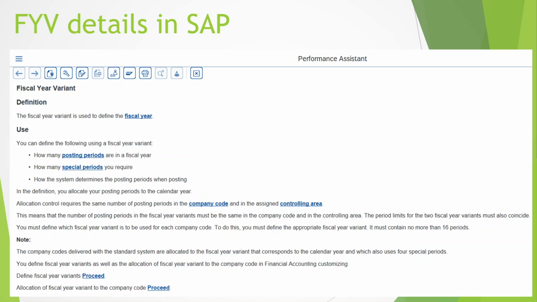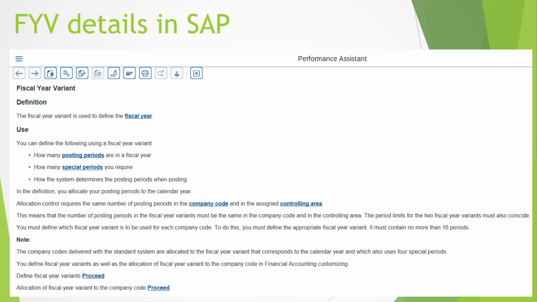Let's move further. This particular screenshot I have taken from the SAP system. I am sure people who are practicing the system must have seen it. We have already discussed most of the things, but I wanted to capture a few important things, so that is why I have kept it here. I will just read it through.